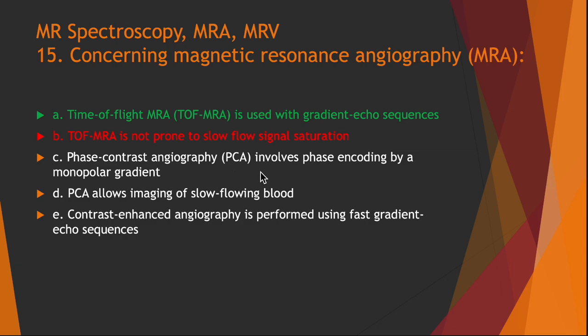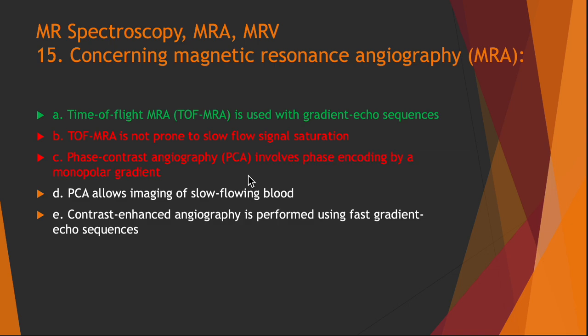Phase contrast angiography involves phase encoding by a monopolar gradient. The answer is false. Bipolar gradients are again used for phase contrast angiography. PCA allows imaging of the slow flowing blood. So here there is an advantage of PCA over TOF. And yes, phase contrast angiography allows imaging of slow flowing blood too.